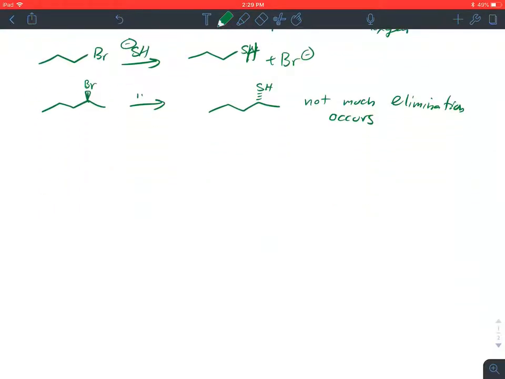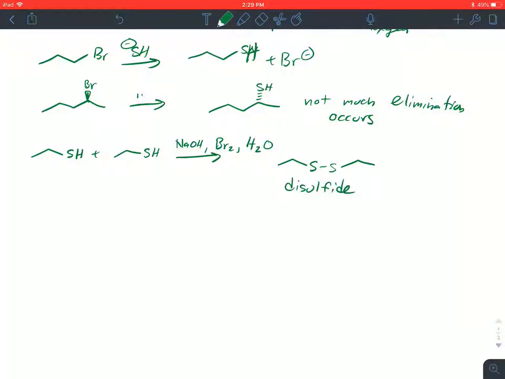We could also get two thiols to react with each other. And if we cook this up with sodium hydroxide, bromine, and water, we can produce what's called a disulfide. It's much easier to do this with SH functional groups rather than OH functional groups. So we can make a disulfide bond. You'll see this when you learn about proteins.